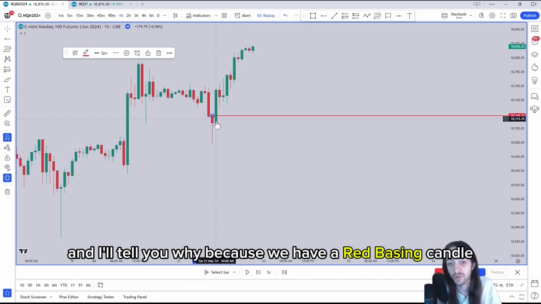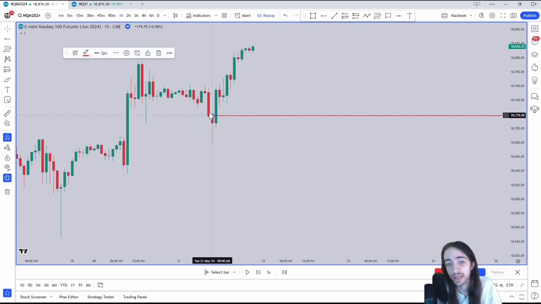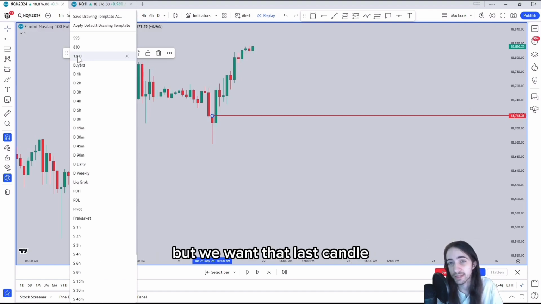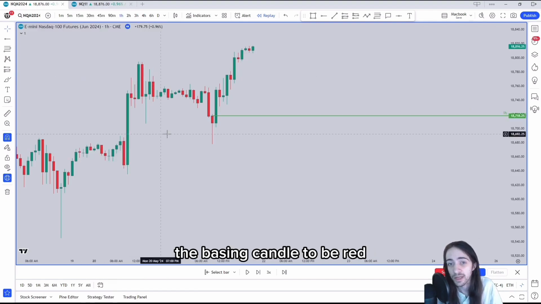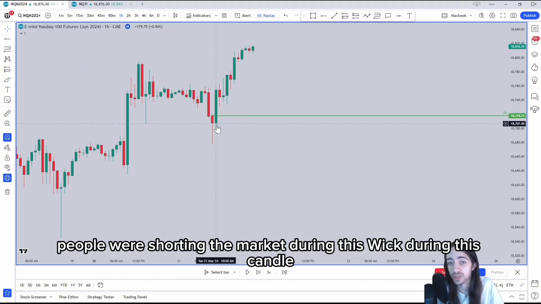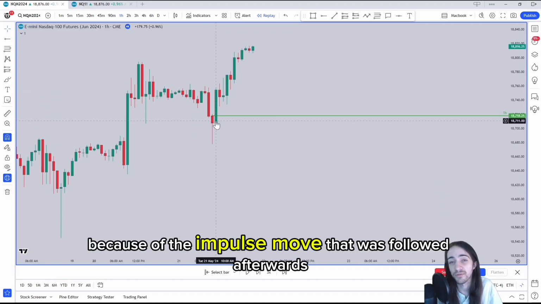Because we have a red basing candle, and that's what we're going to look for in a demand zone. Think of a demand zone as a green zone, but we want that last candle, the basing candle, to be red, because this is where the sellers are trapped, right? People were shorting the market during this wick, during this candle. They are now trapped because of the impulse move that followed afterwards.